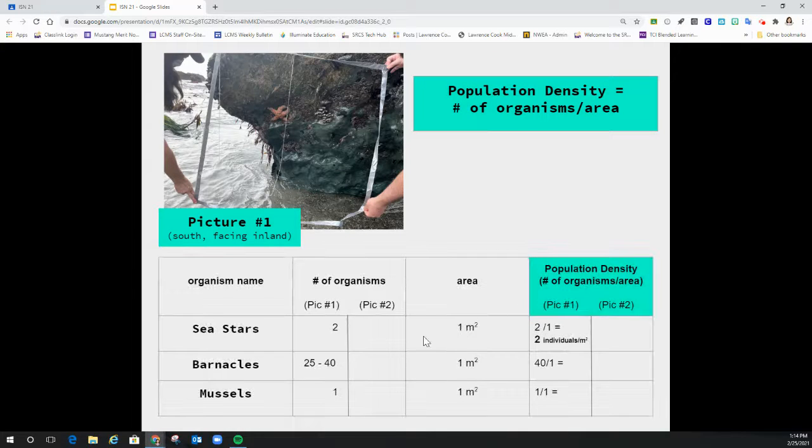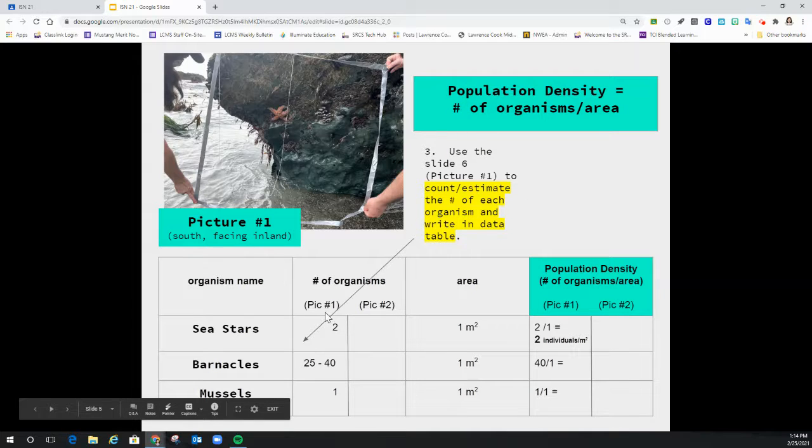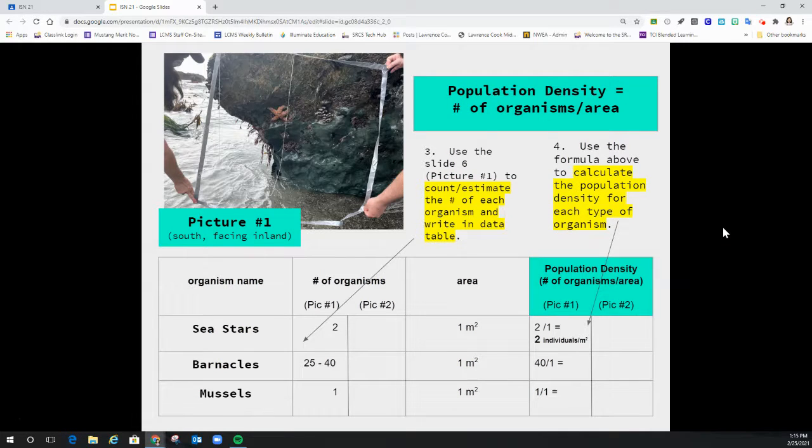All right, so make sure you have those numbers in, and then you're ready to calculate your population density. And remember, it's the number of organisms divided by the area. So for the sea stars, the population density is 2 divided by 1, which gives us 2 individuals per meter squared. So you want to make sure you calculate that and add those units. Each of these is going to be individuals per meter squared. And if you need to pause it there to do that piece, go ahead and do that.